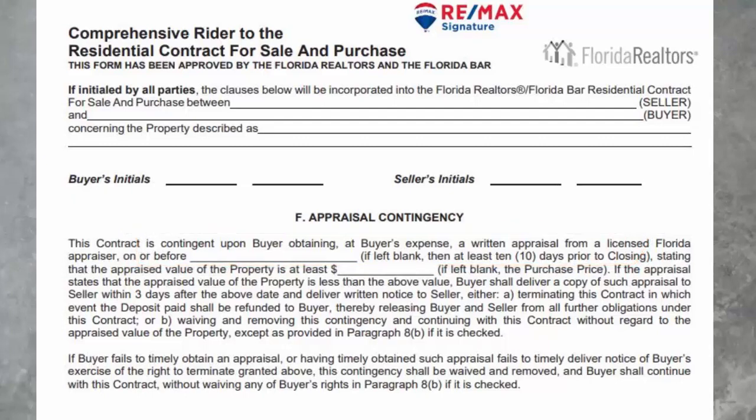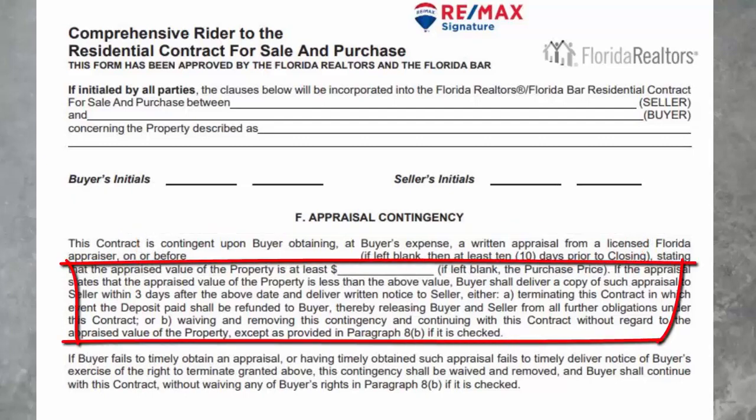Here is our consequence or end result. If the appraisal states that the appraisal value of the property is less than the above value, buyer shall deliver a copy of the appraisal to the seller within 3 days. And they'll have the option of either terminating the contract or waiving the contingency and moving forward. Now you can read all of the extra details in there. I tried to summarize each one of these to make it a little easier.